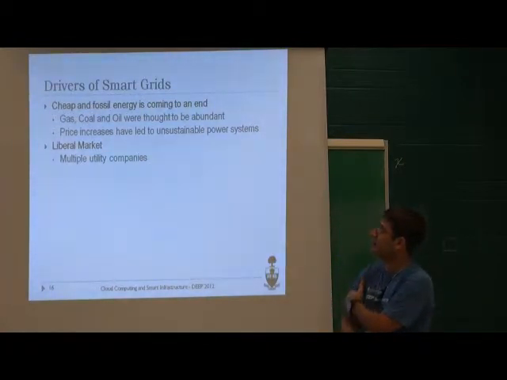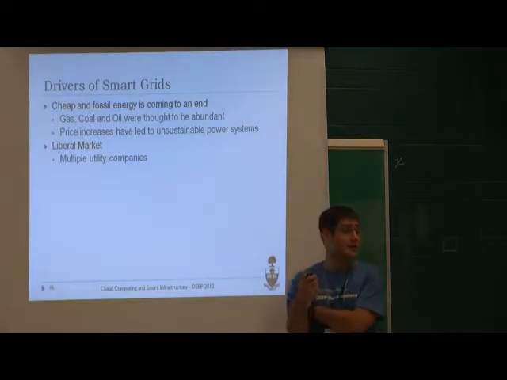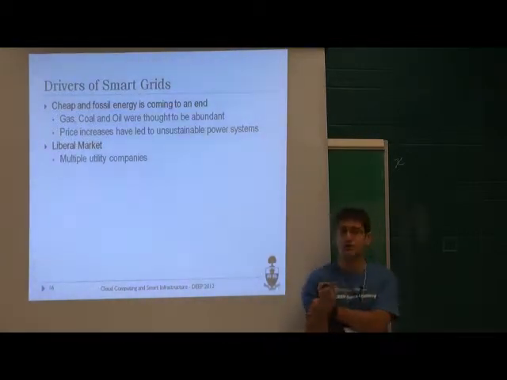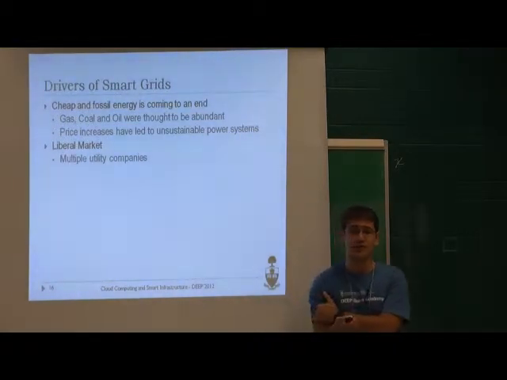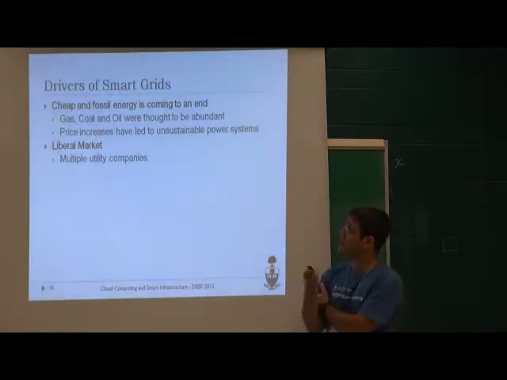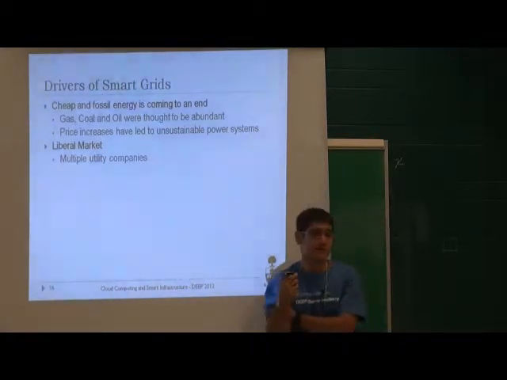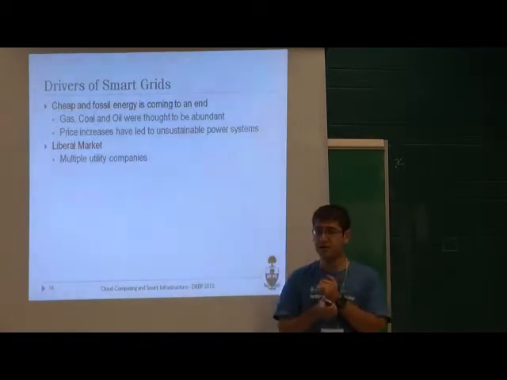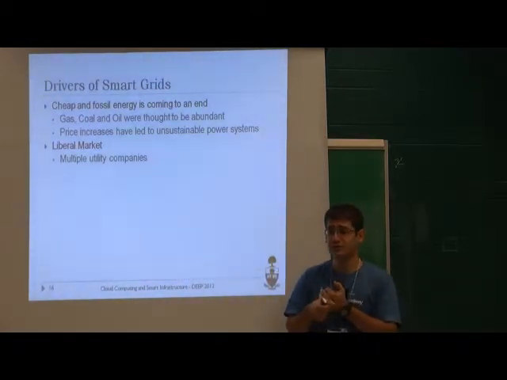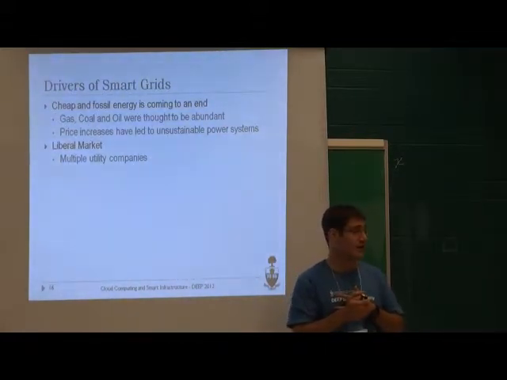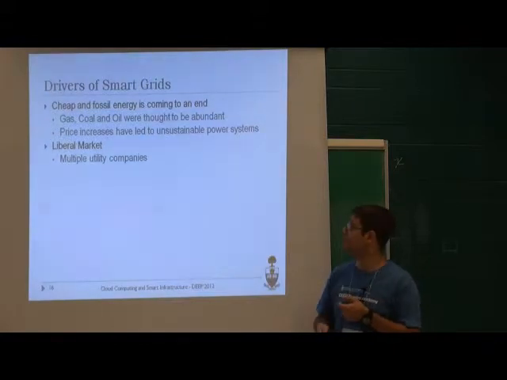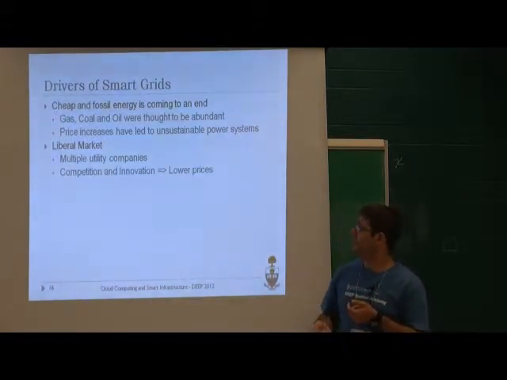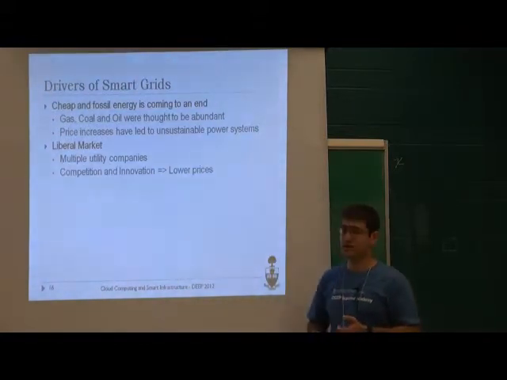So another element is competition. So yesterday we were talking in cloud computing how competition would lower prices. Again, having multiple utility companies, having a more liberal market would enforce competition, would reduce corruption, would make people do things more efficiently, and would lower prices for the users, right? So competition and innovation lower prices.